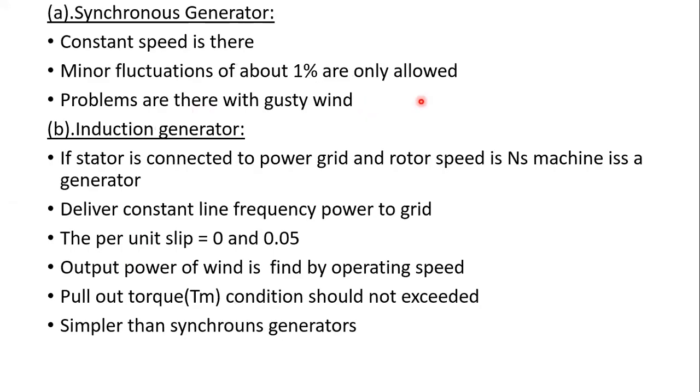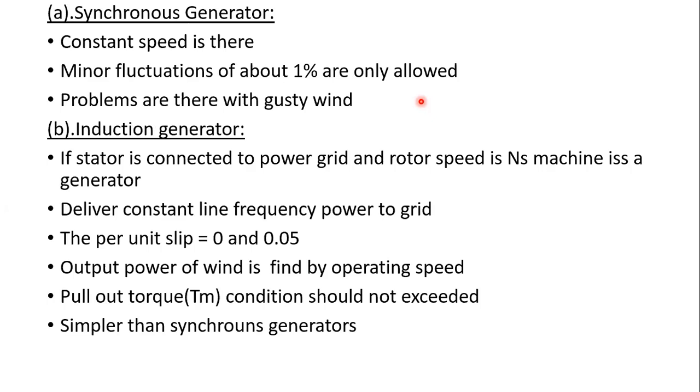First one is the synchronous generator. For such machines, the requirement is constant speed. It is very rigid, and only minor fluctuations of about 1% for short durations are allowed. Short durations means fractions of seconds only.